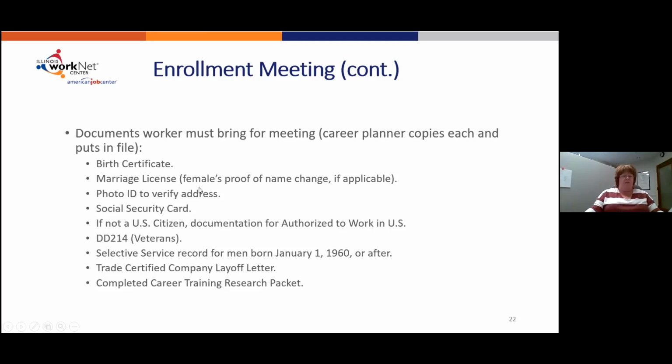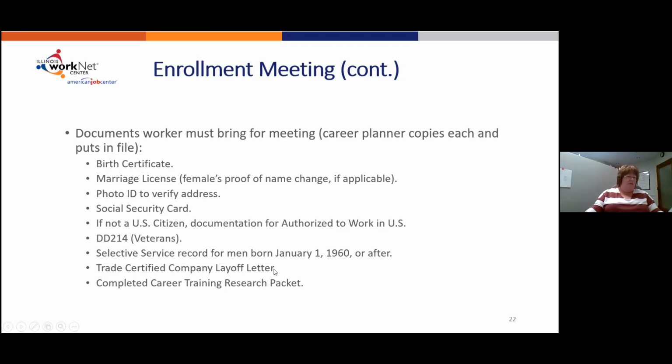A marriage license, if there's a name change, a photo ID to verify their address, or social security card. If they're not a U.S. citizen, then there's a document that shows that they're authorized to work in the United States. For veterans, you need the DD-214. Selective service information for any male born January 1st, 1960 or after, and the trade certified company layoff letter.